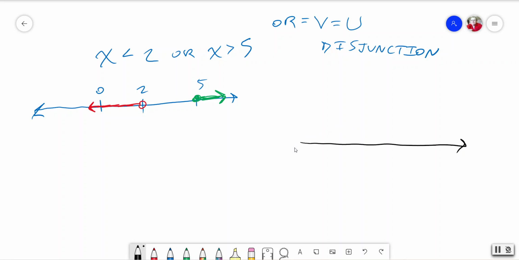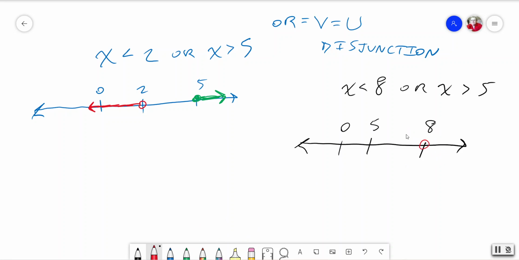So in this case, there's no crossover. In this case, there is crossover, but they're both or statements. So since this includes all the red line and all the green line, it would just be, in interval notation, everything from negative infinity to positive infinity. Or you could do this, which is a symbol for real numbers.